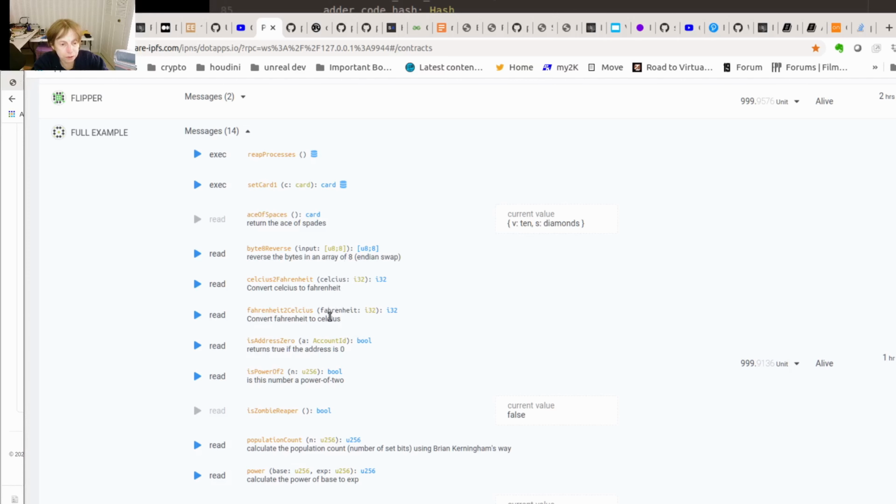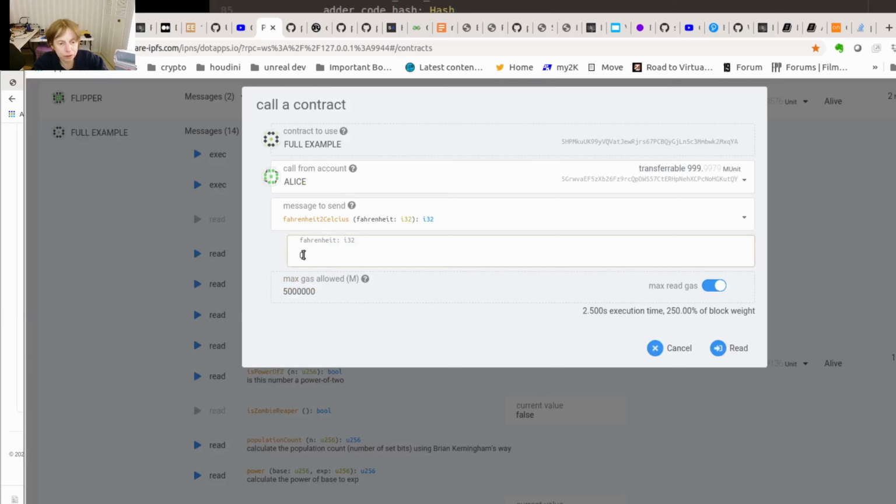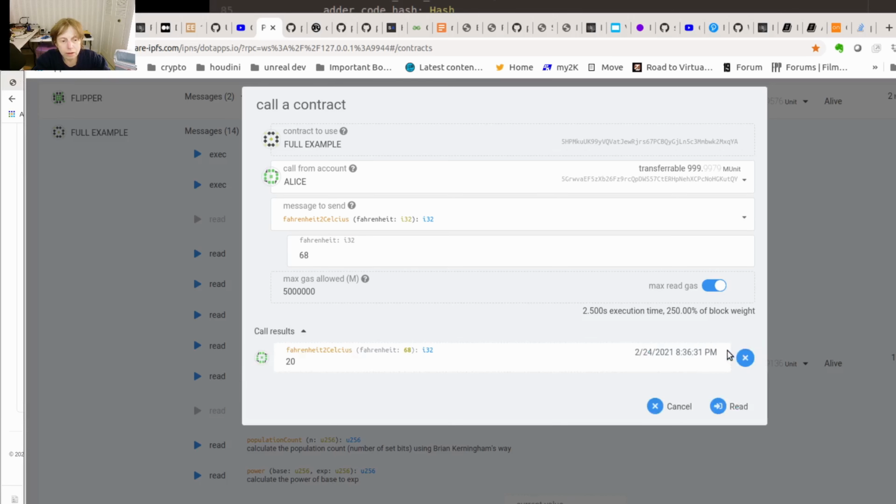Let's see, convert Fahrenheit to Celsius. So Fahrenheit is, let's try 68. That's a good temperature. And we get 20. So we can do different things, but the point is you're using gas in order to do anything.